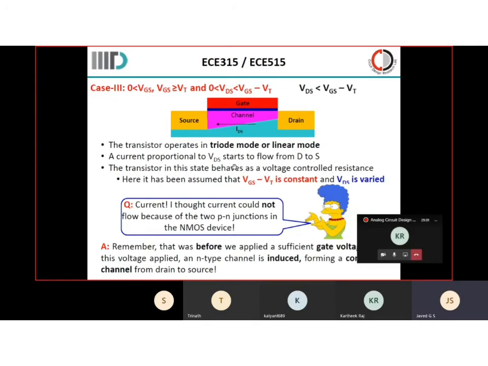Now, if you look at the third case, wherein VGS is greater than 0 and VGS is greater than VT, so there is a positive value, VGS minus VT is a non-zero value, and VDS is smaller than VGS minus VT. In this particular case, the transistor operates in what is called the triode mode or linear mode, wherein as the VDS value gradually increases up to a certain point, the current also varies. Here it is assumed that VGS minus VT is constant and VDS is varied.